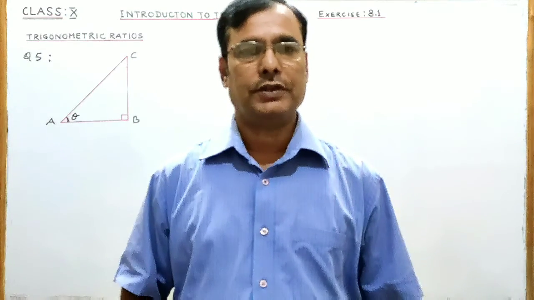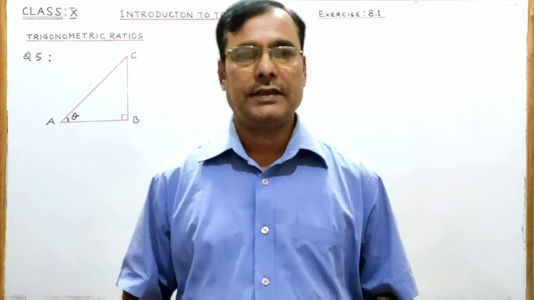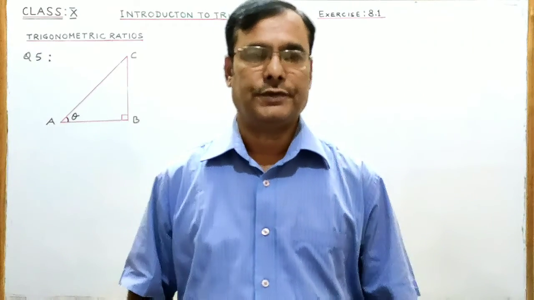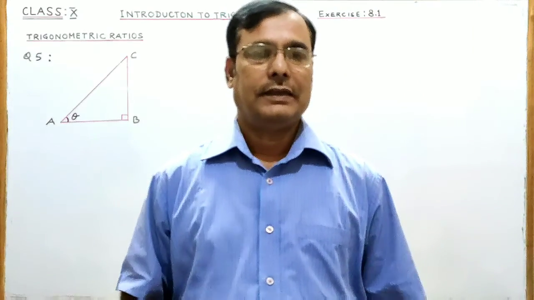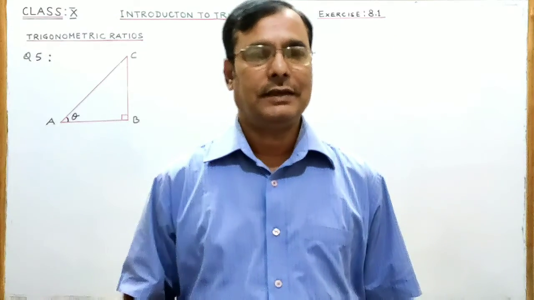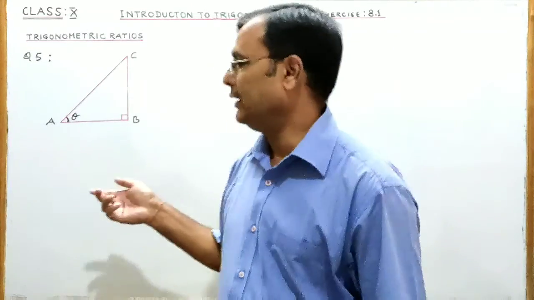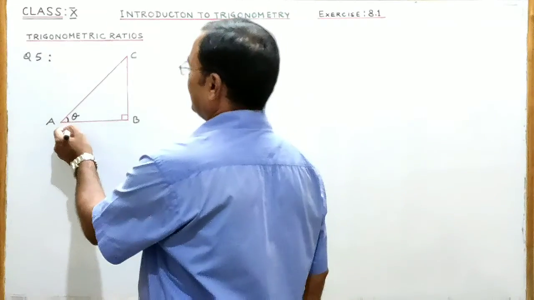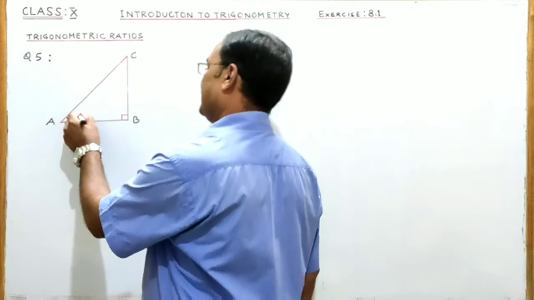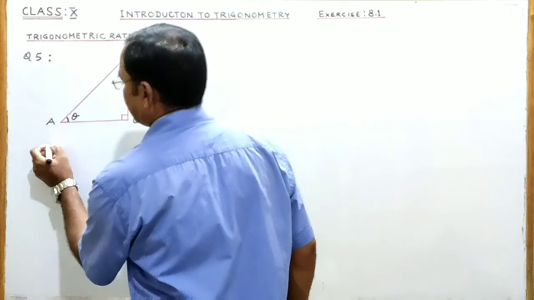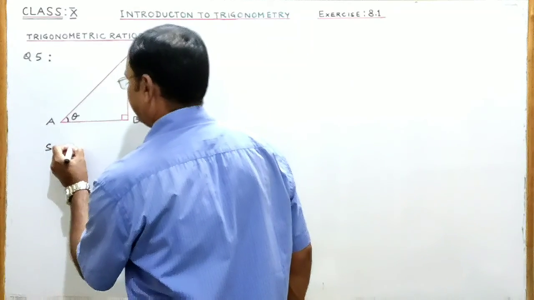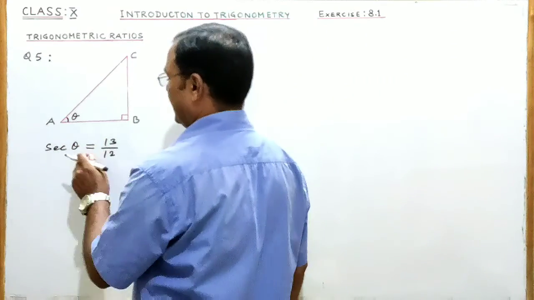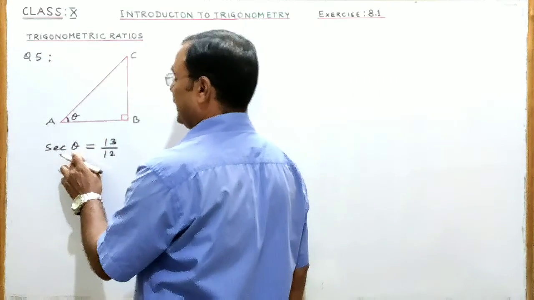Exercise 8.1 question number 5. Given sec theta equal to 13 by 12, find all other trigonometric ratios. Let us consider a right triangle ABC right angled at B as shown in this figure, and let this acute angle A be denoted by theta. We are given sec theta is equal to 13 by 12 and this theta is to be acute angle.